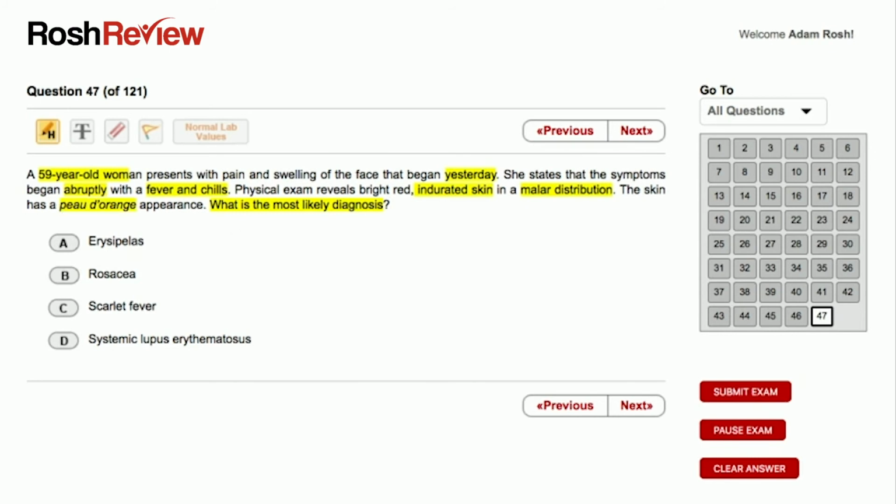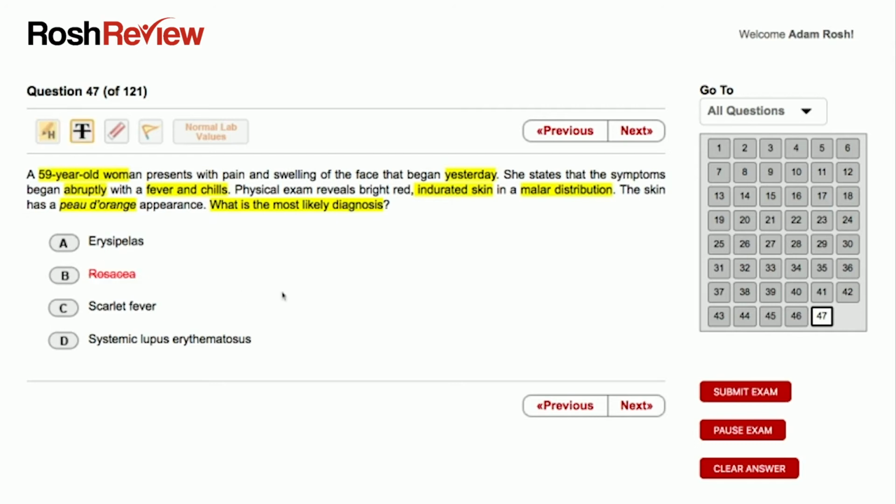So we're going to start with rosacea, answer choice B. Well, rosacea certainly is erythema in a malar distribution. However, there's definitely not going to be a prodrome of fever and chills associated with it. And that's more of a subacute process. So we're going to cross off rosacea here.